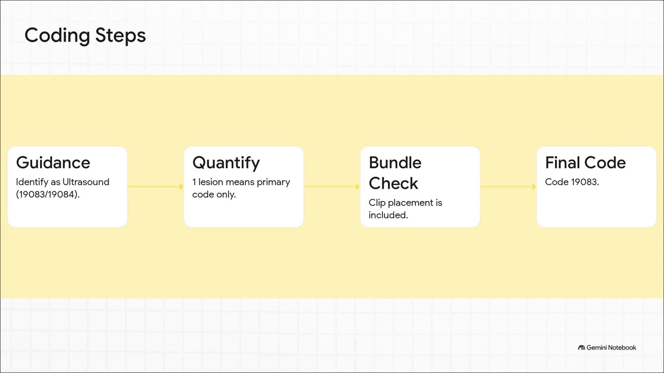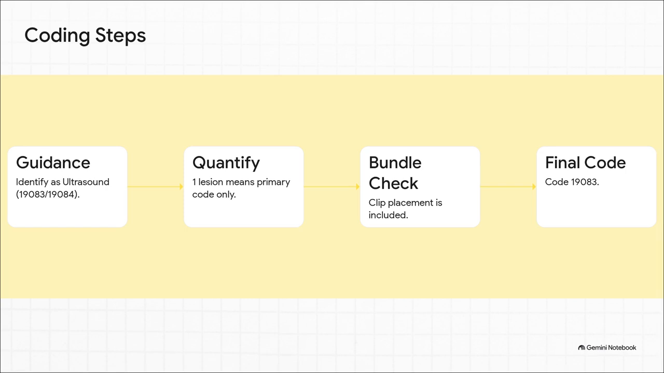Step 1. Identify the guidance. The note clearly says ultrasound guidance. That instantly points us to the 19083 and 19084 family. Step 2. Quantify lesions versus cores. We know there's only one lesion mentioned, even though 4 cores were taken. So we only need our primary code, not the add-on.